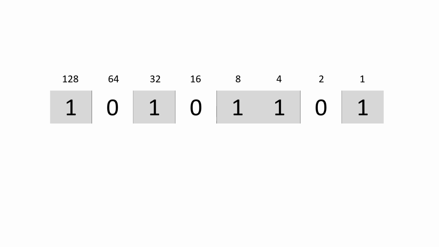Unlike decimals, where there could be anything from a 1 to a 9 in each column, binary can only have a 1 or a 0. This makes things simple for us. So for this example, we would add 128, 32, 8, 4, and 1, which gives us a total of 173.